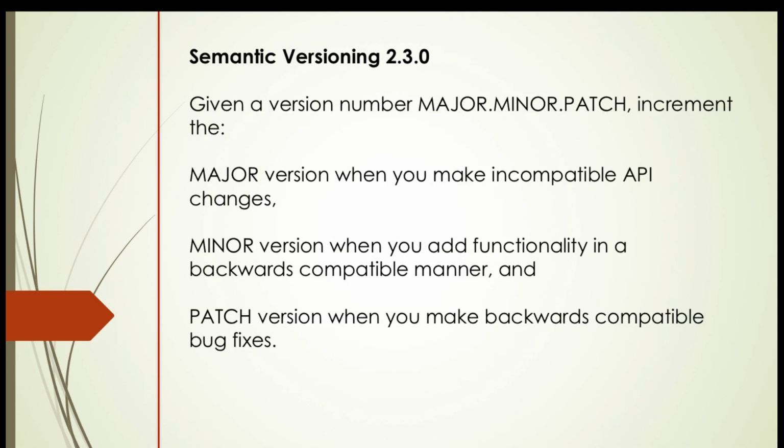So this is semantic versioning. Given a version number major, minor, patch, increment the major version when you make incompatible API changes, the minor version when you add functionality in a backwards compatible manner, and the patch version when you make backwards compatible bug fixes. So major is, as the name suggests, major. Minor is where you make some functionality changes. Patch is for bug fixes.